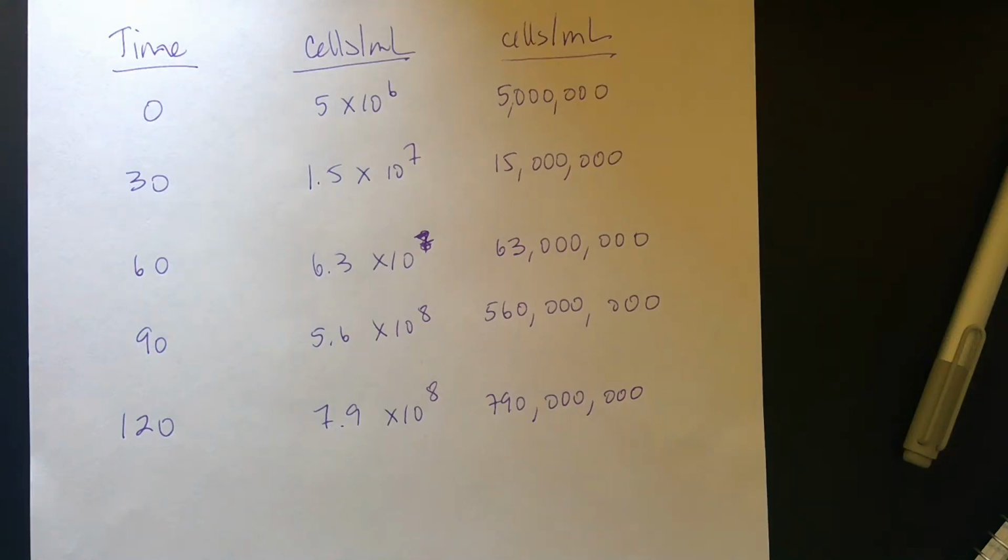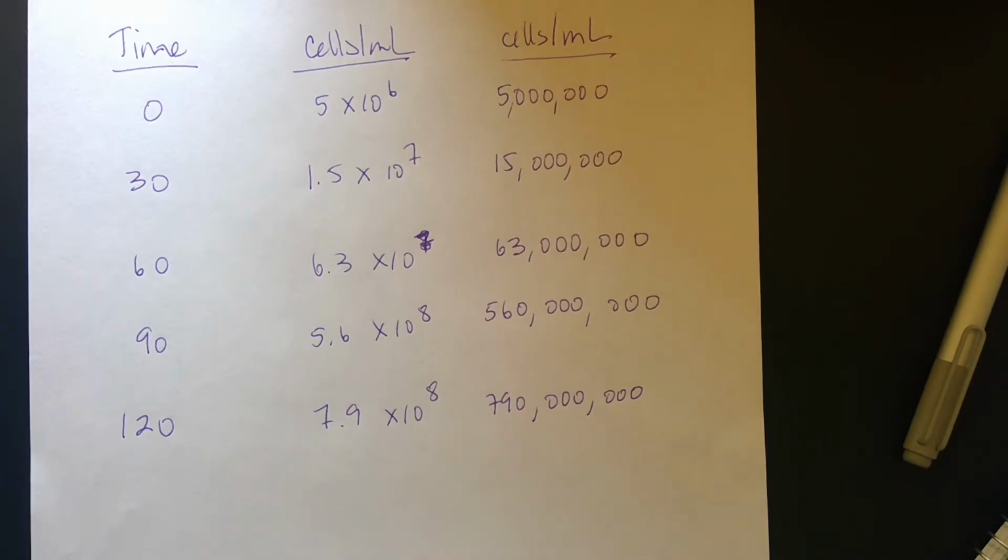So if we have this absorbance data and we've converted it to cells per ml, we're ready to graph the data. And I'm going to show you first how to graph this on just regular old graph paper. And I think as we do this, you'll see the problem with regular graph paper using data like this.